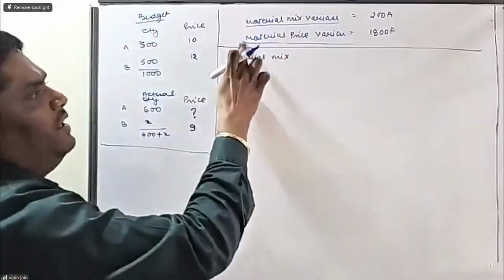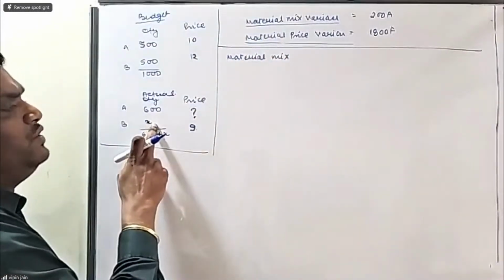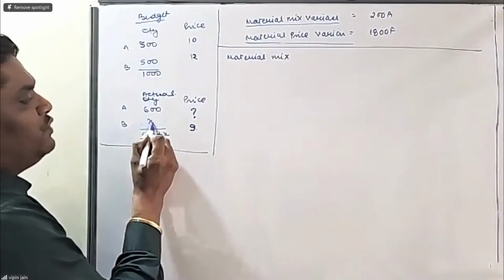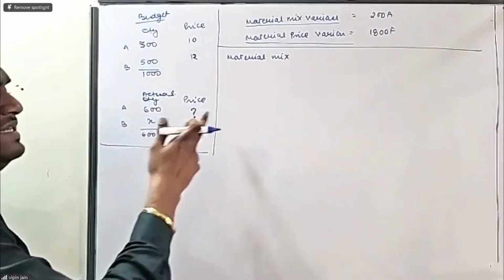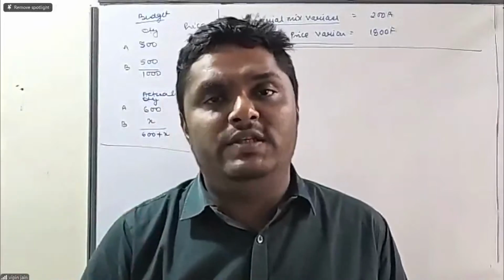So herein we cannot start with price variance. For price variance, we need actual price and actual quantity. Since actual quantity is missing and price is missing, we cannot start the question with price variance. So we have to follow mix variance.